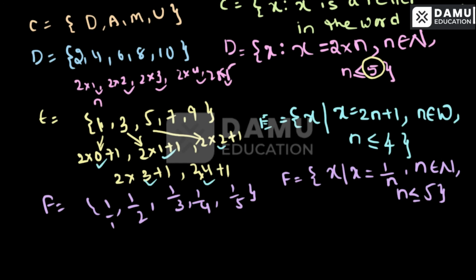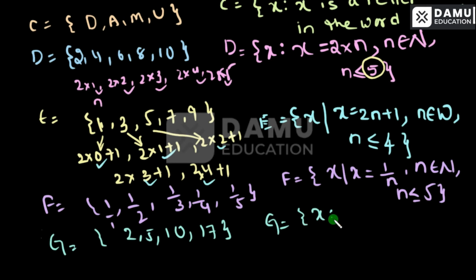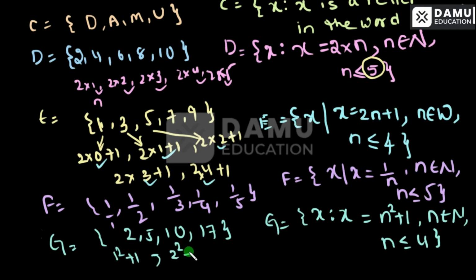Our next example is G will be equal to 2, 5, 10, 17. Then for G, the set builder form is x such that for all x, x will be equal to n square plus 1, n belongs to capital N, then n less than or equal to 4. n square plus 1 means, let's take 1 square plus 1, comma, 2 square plus 1, 3 square plus 1, 4 square plus 1. Why? Because 1 square is 1, then 1 plus 1 is 2, 2 square is 4, 4 plus 1 is 5, 3 square. For that, n values we took 1, 2, 3, 4 like that, then n belongs to natural numbers.